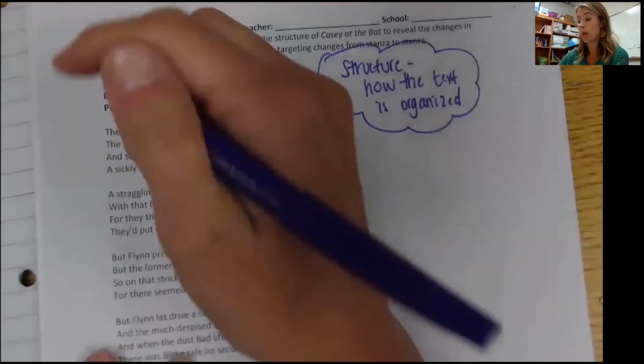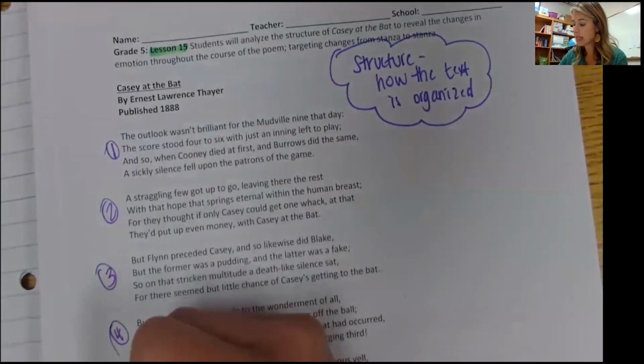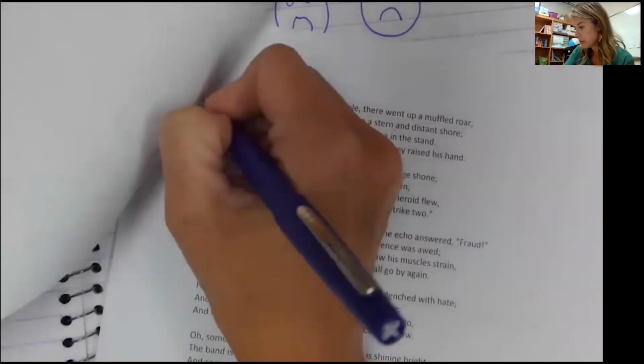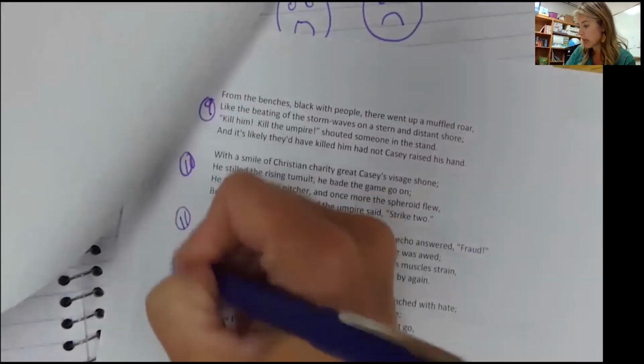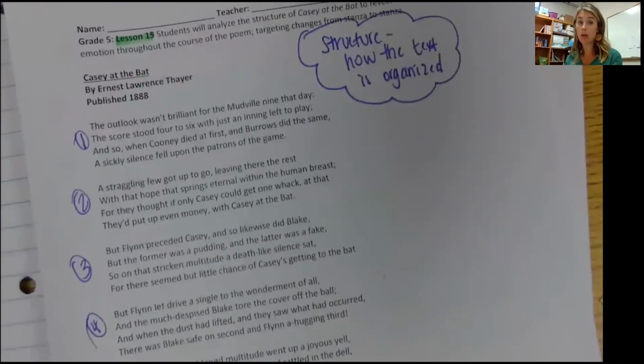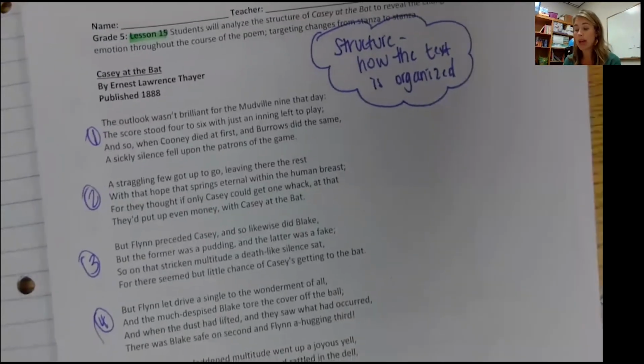And as always, what am I going to do? That's right. Number my stanzas. 6, 7, 8, 9, 10, 11, 12, 13. Remember, structure, how a text is organized, and how the structure can change from stanza to stanza based on what the author writes.